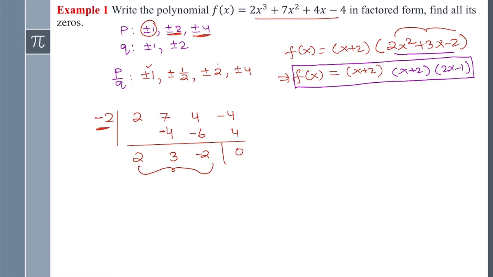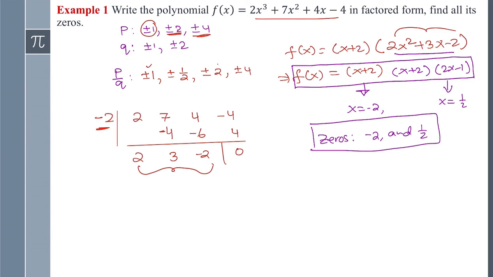Now if you have to find the 0, then from here we get x equals negative 2. From here we get again x equals negative 2. That means it's the same 0, so the multiplicity is 2. And then from here we get x equals 1/2. So the zeros are negative 2 and 1/2. So that's how we use the rational zeros theorem to find the zeros of a polynomial.